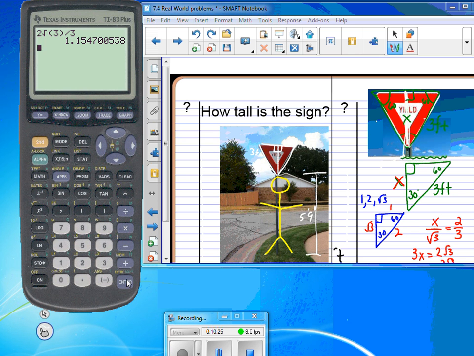Now, I'm going to actually use parentheses this time and go 2 square root of 3, close parentheses for the top part, divided by 3. And notice I got, oh, same answer. So it was actually very good at the way it did its math that time. So what we find out is that the height there is 1.15 feet.